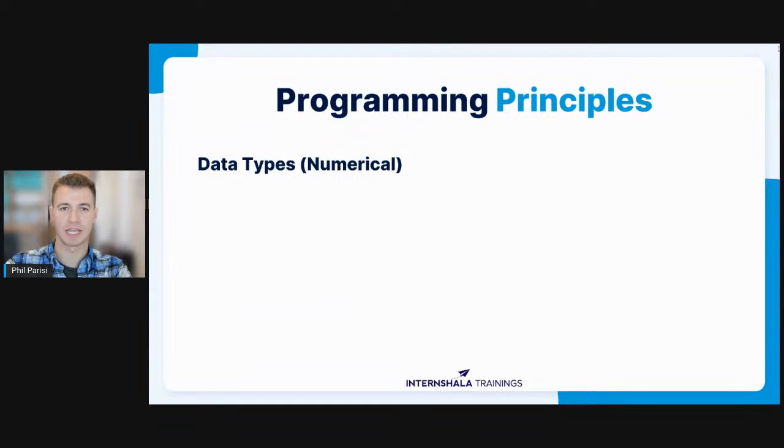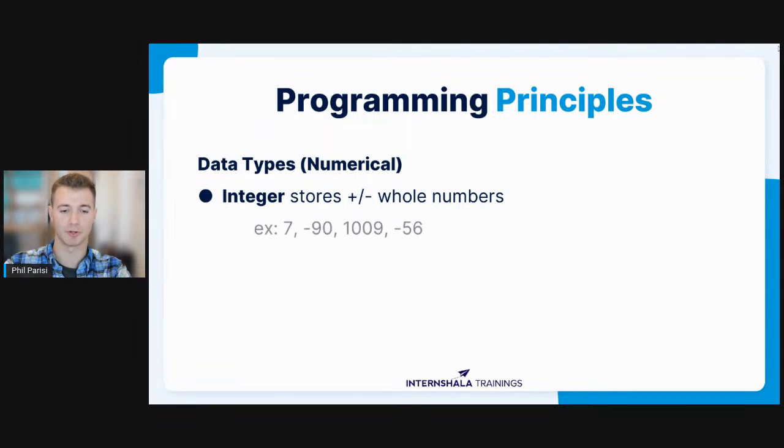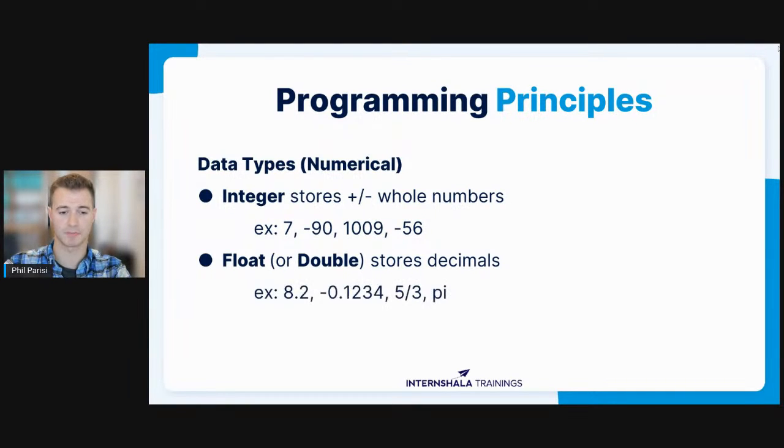We're going to start with numerical data types. An integer stores positive and negative whole numbers. Numbers like 7 and 1009 are examples of integers. A float, also known as a double in Matlab, stores decimal values. Things like negative 0.1234, the value of pi, 3.14159, and continuing. When you need to store decimal values, you use doubles.